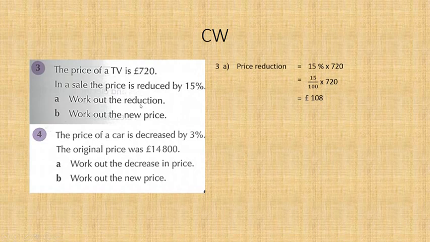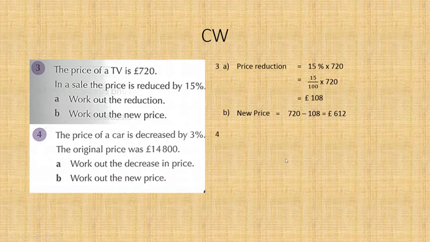This is the reduction. I need to know the new price. So I will just subtract this reduction from the original price of the TV. So the new price equals 720 minus 108, which equals 612 pounds. Okay, question number four.